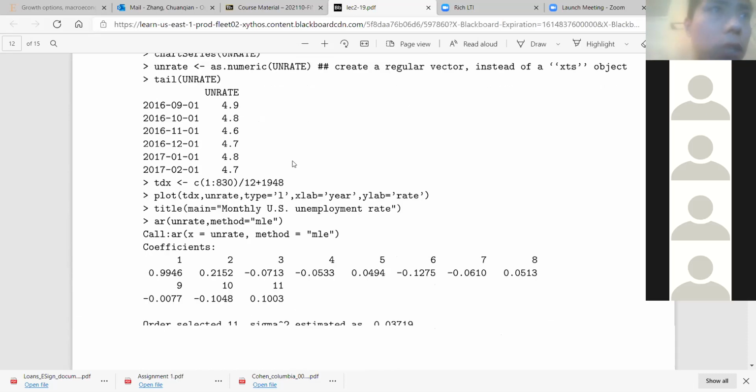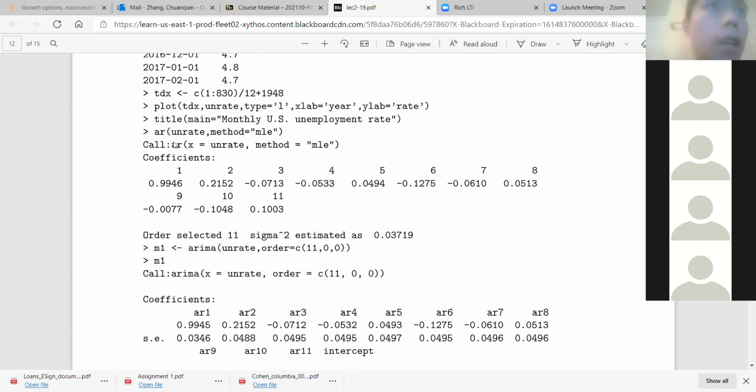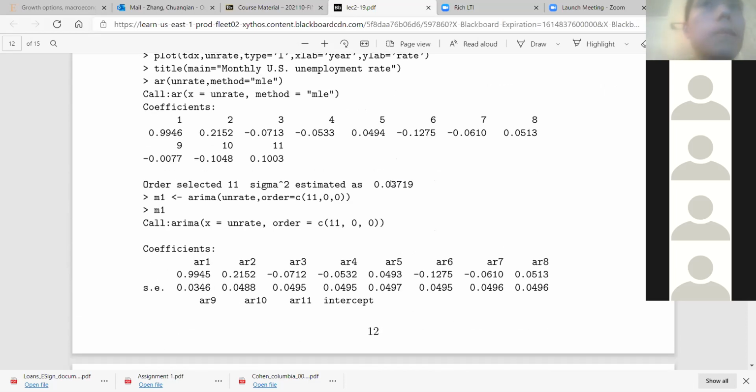Next will be the traditional approach, right? For example, use AR functions to calculate their orders, with MLE, and the order selected is 11. I'm not sure if it's 11, 2.1. Yeah, the order is 11.